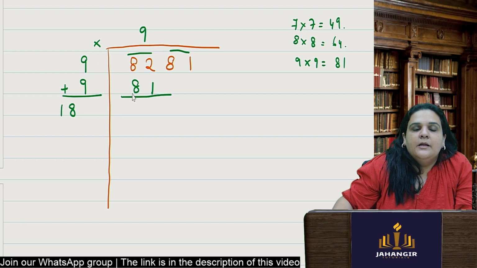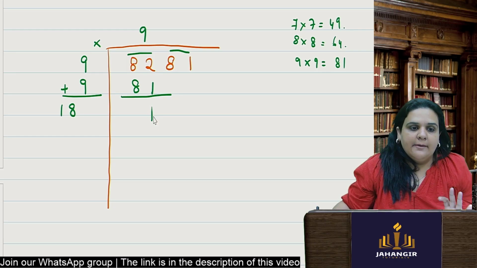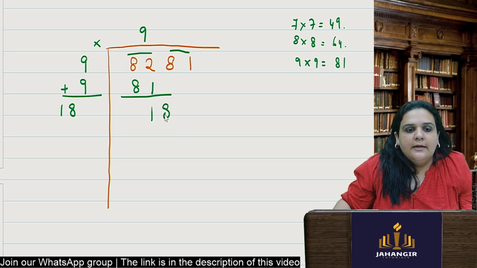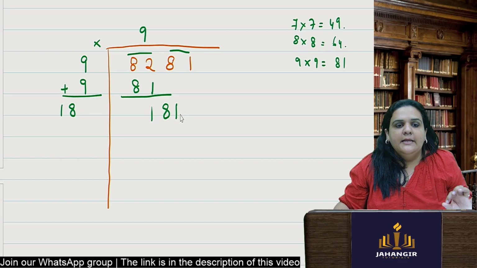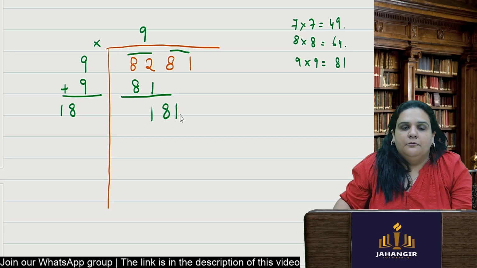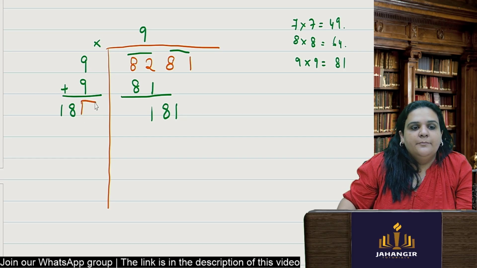And 9 into 9, I got 81. From 82, I subtracted 81. I'm left with 1. And here I have now brought down the second pair, 81. Now make a box. Over here also make a box. And over here also make a box.